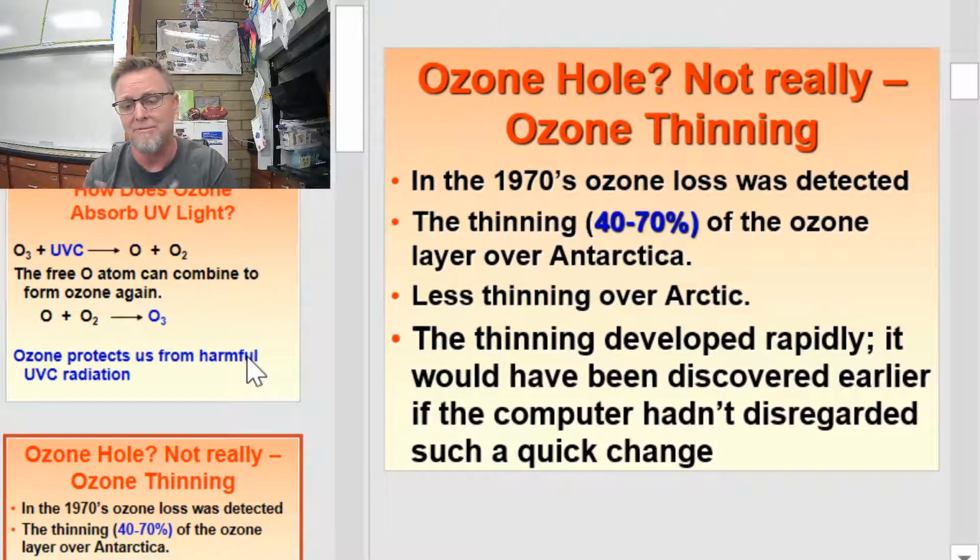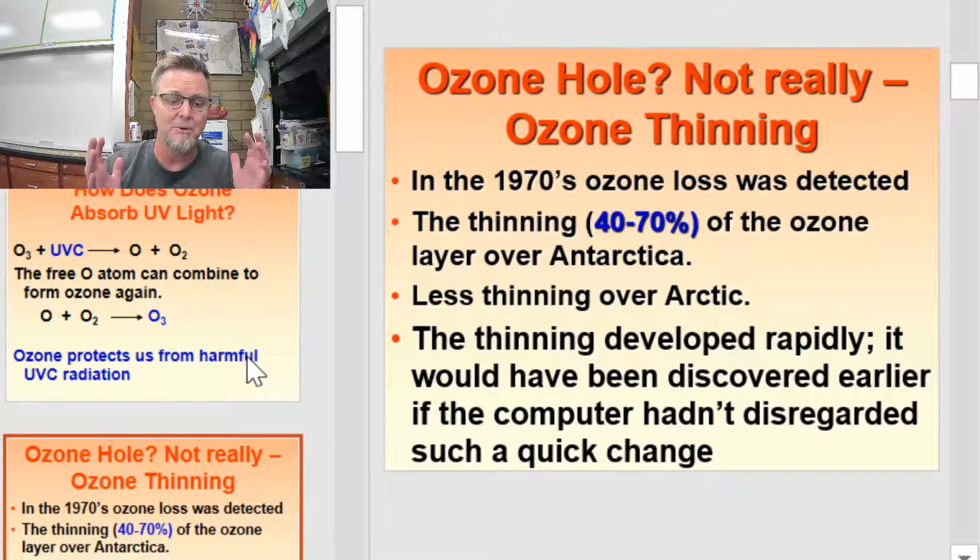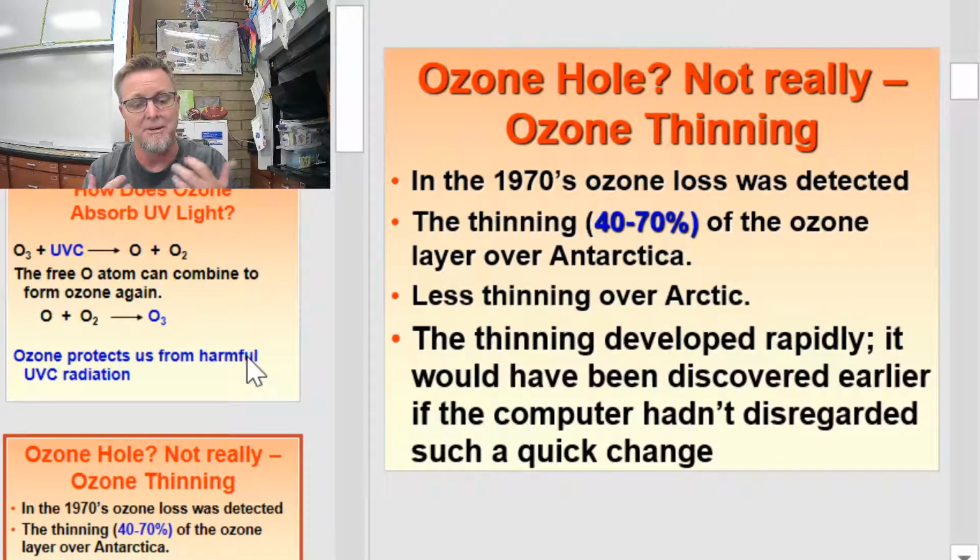Now, we did for a long time hear a lot about an ozone hole on our planet. In the 1970s, ozone loss was detected over Antarctica. There was a thinning in the ozone layer of up to 70%, and it varied by season. It was much worse as we came into the spring months. There was less thinning over the Arctic. The thinning developed rapidly, and it would have been discovered earlier if the computer hadn't disregarded such a quick change when the data was first collected.